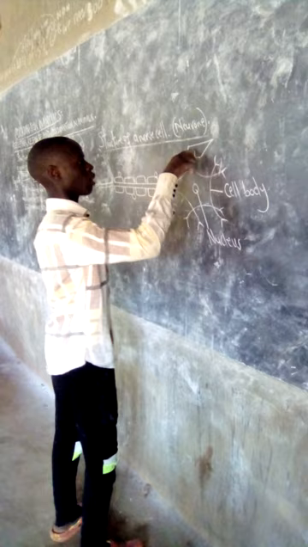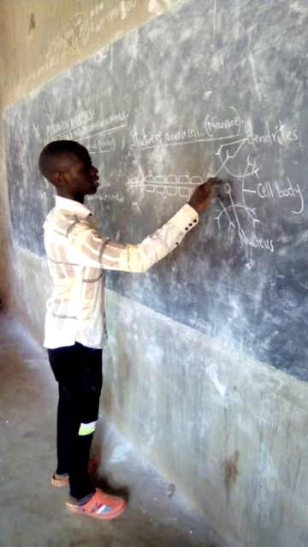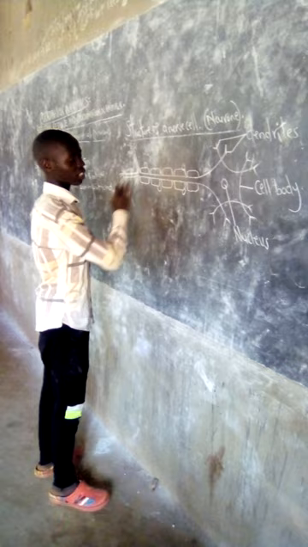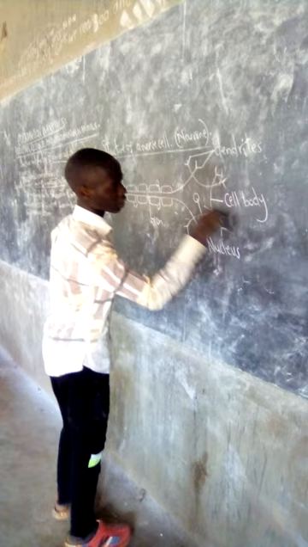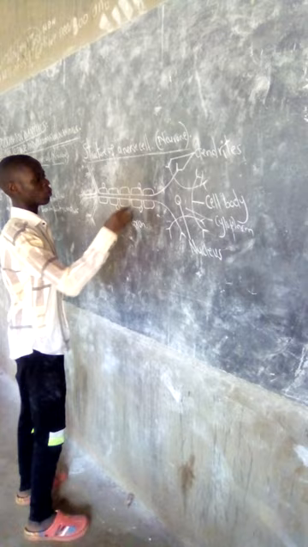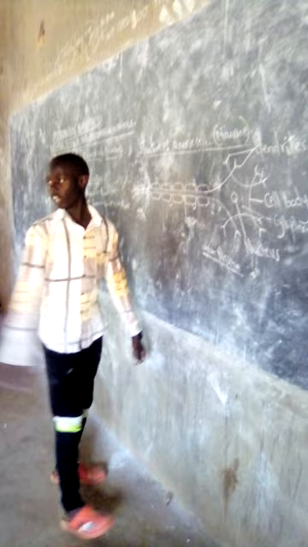These ones are called the dendrites. As we move on, this is the cytoplasm, and this long thing here is called the axon. And here in the cell we have the cytoplasm. There is also liquid found in the axon, which is referred to as the axon plasma.